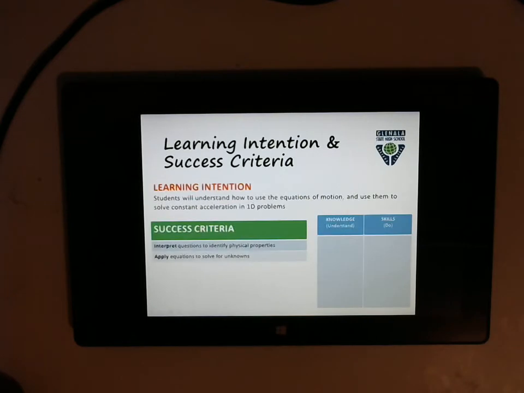Here is your learning intention and success criteria. Please complete your KS table. Pause the video while you do this.